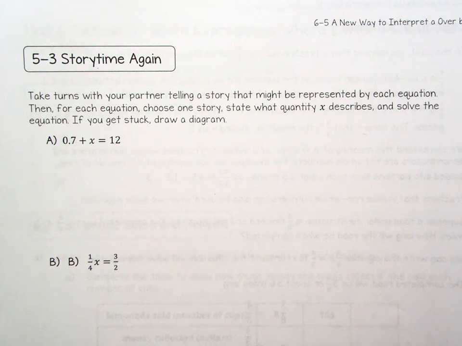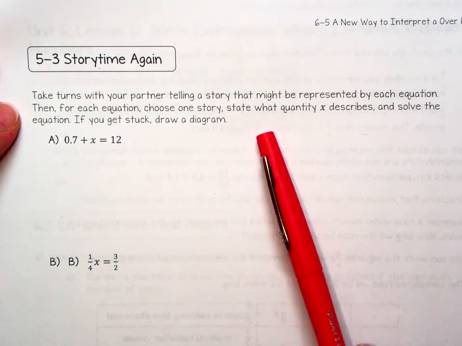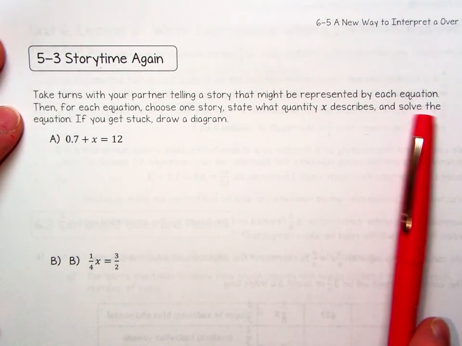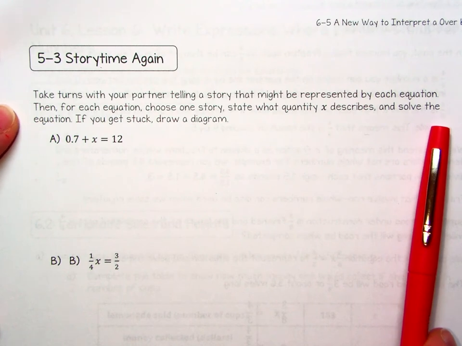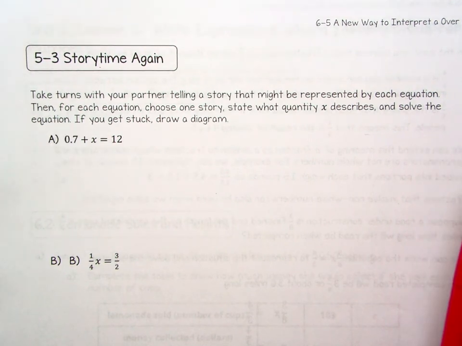Okay, we're moving on to activity 5.3, Storytime Again. It's called Storytime because you are going to come up with a story that could be represented by these equations. The directions say take turns with your partner telling a story that might be represented by each equation. Then, for each equation, choose one story, state what quantity X describes, and solve the equation. If you get stuck, draw a diagram.